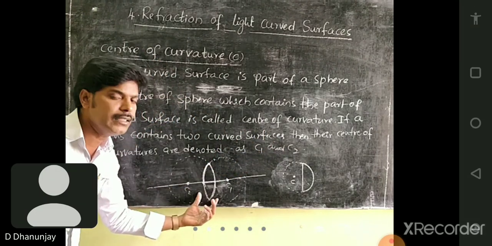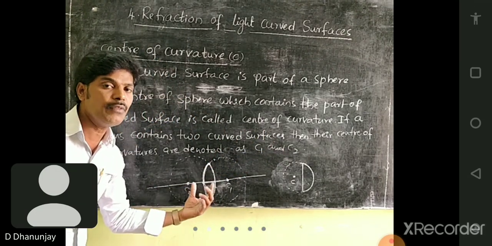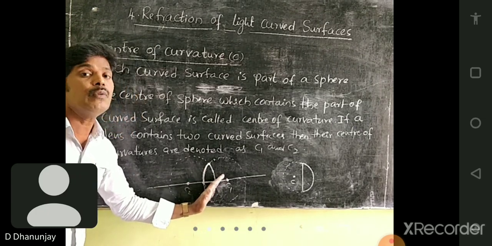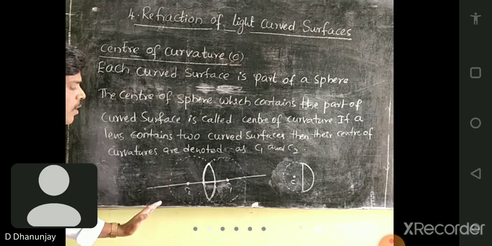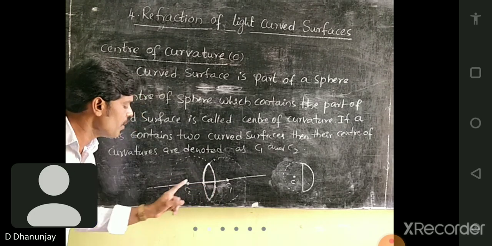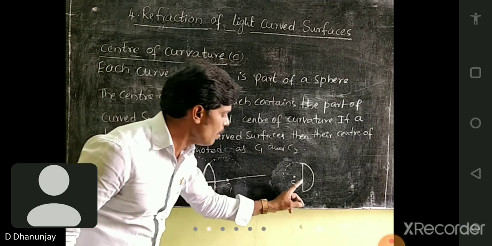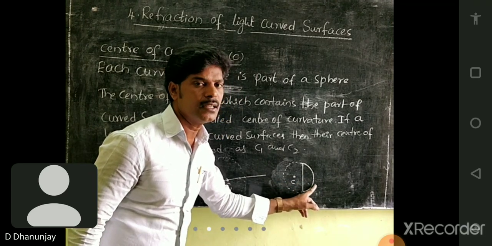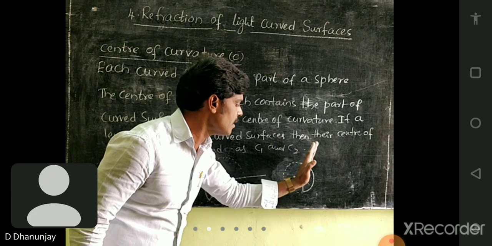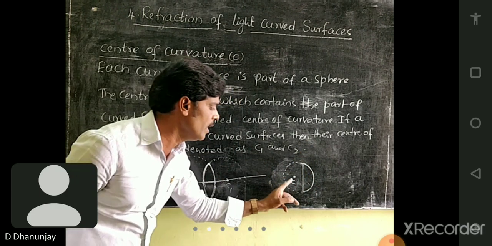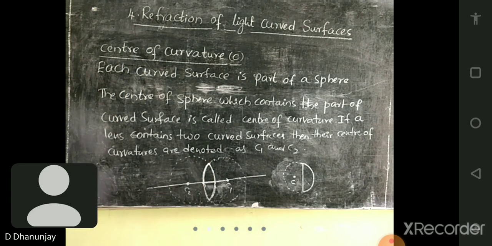Here I am taking a biconvex lens. In this biconvex lens we have two curved surfaces, so two centers of curvature are there, C1 and C2. For plano-convex lens we have only one center, that is C, because a plane surface doesn't have any center. Okay?